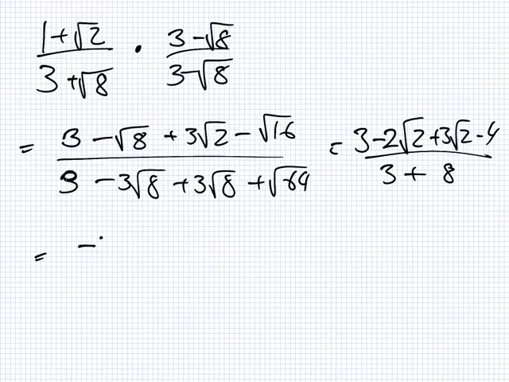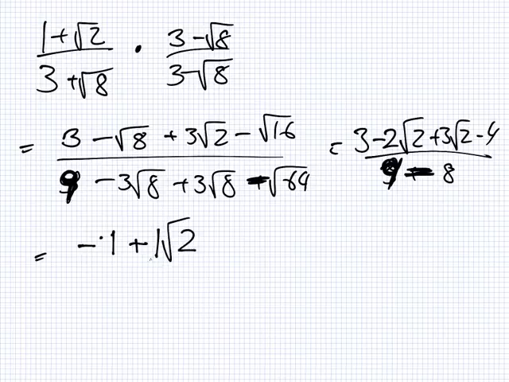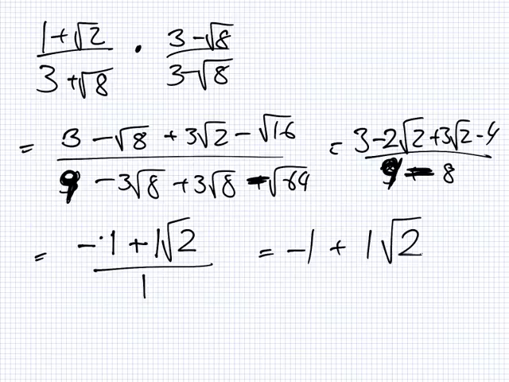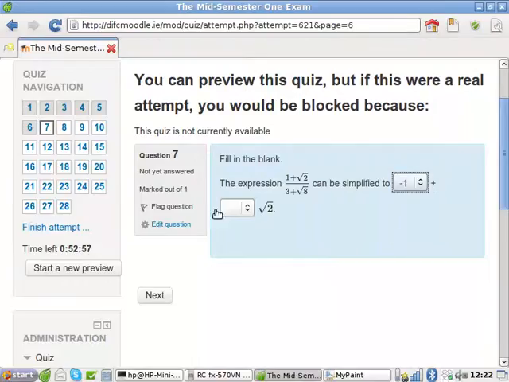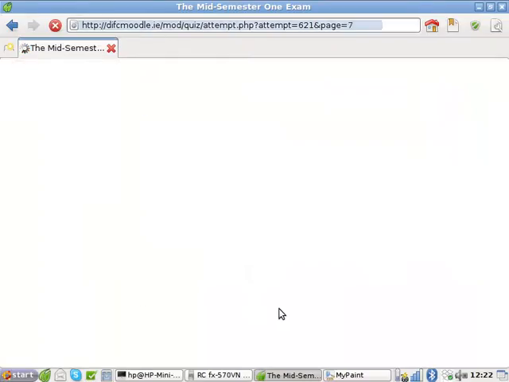Wait, 3 times 3 is 9. Alright, hang on, let me fix that. 9 minus 8, which is better. So on the top I have minus 1 plus 1 root 2 over 1. So I get minus 1 plus 1 root 2. So minus 1 plus 1 root 2 is the answer. Next.